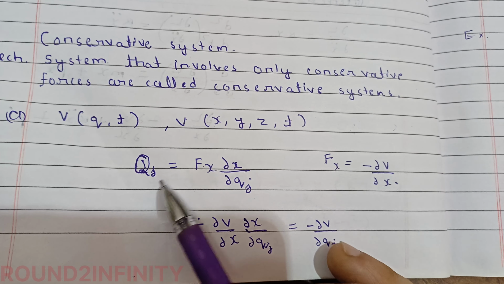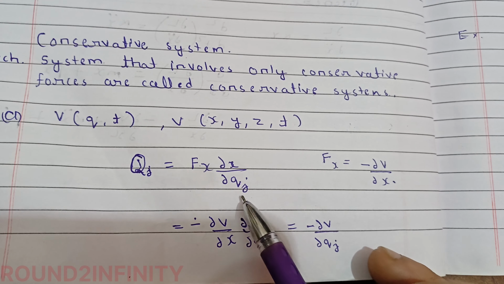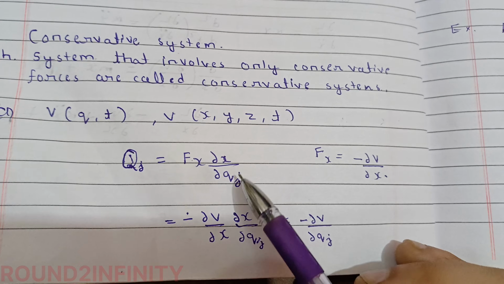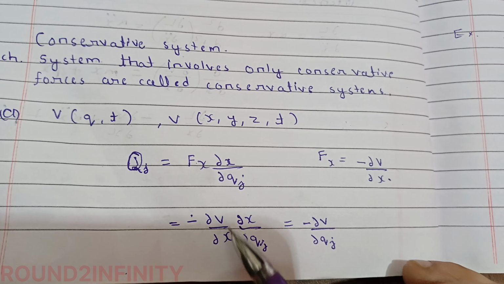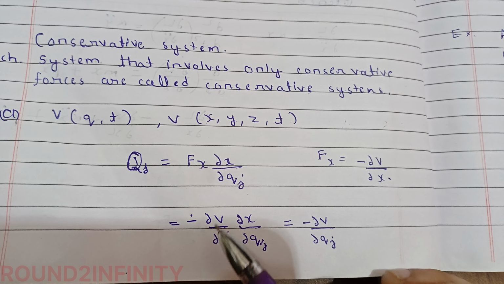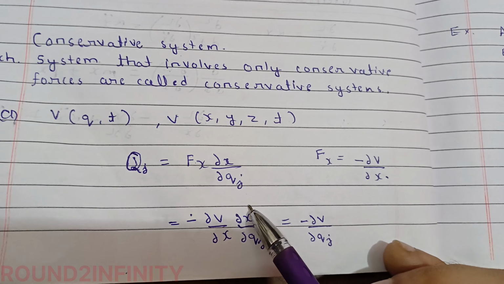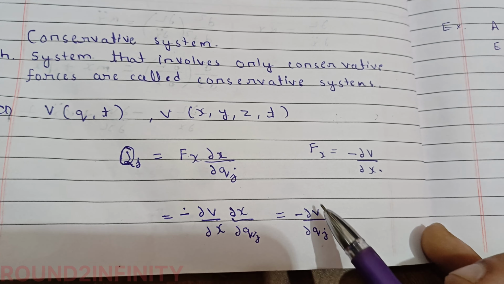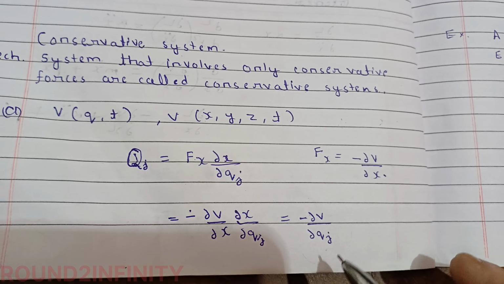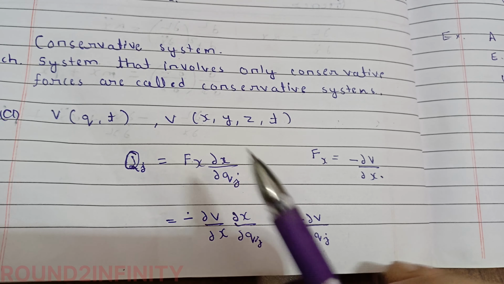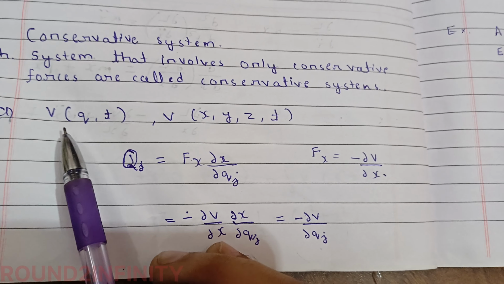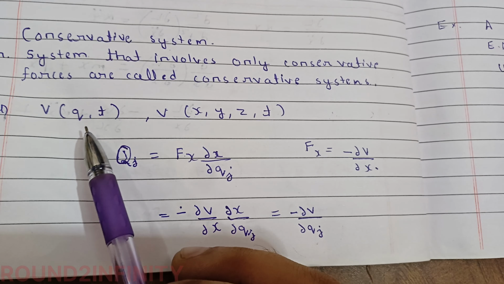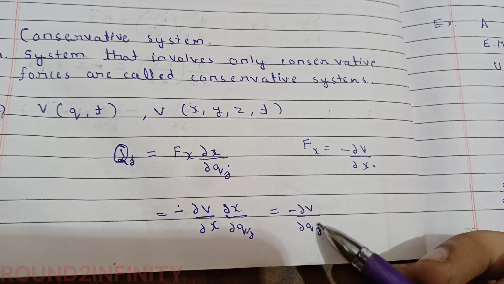So Qj, we find this expression is this Fx del x by del qj. Now see, this Fx is nothing but minus del V by del x. I just told you it is the gradient of potential. So now this will cancel out and it will give you minus del V by del qj. So generalized force can also be given by this expression. This is a simpler expression, because now we need to only find the potential in terms of generalized coordinates and just take the derivative, and it will give you the force.